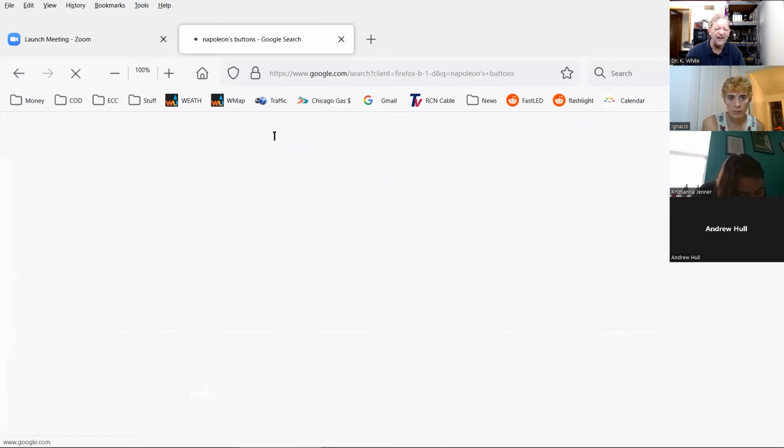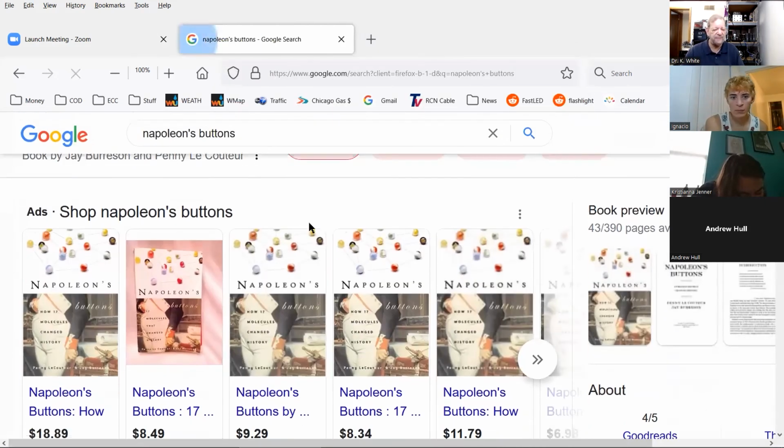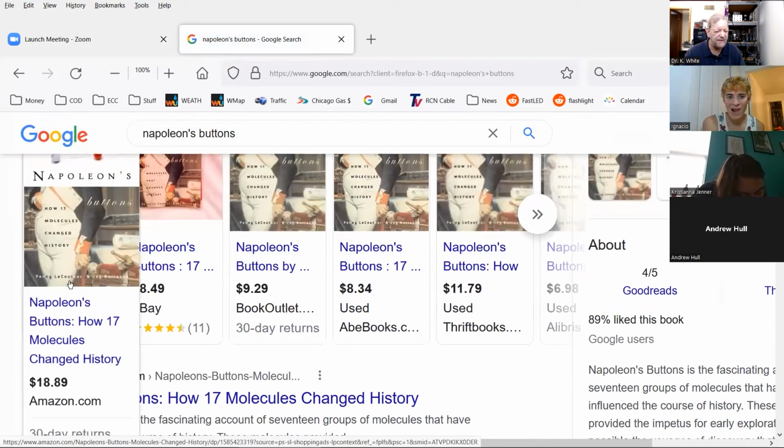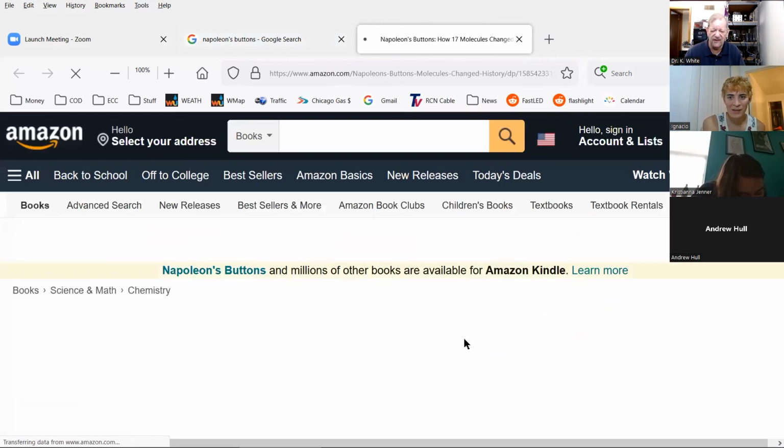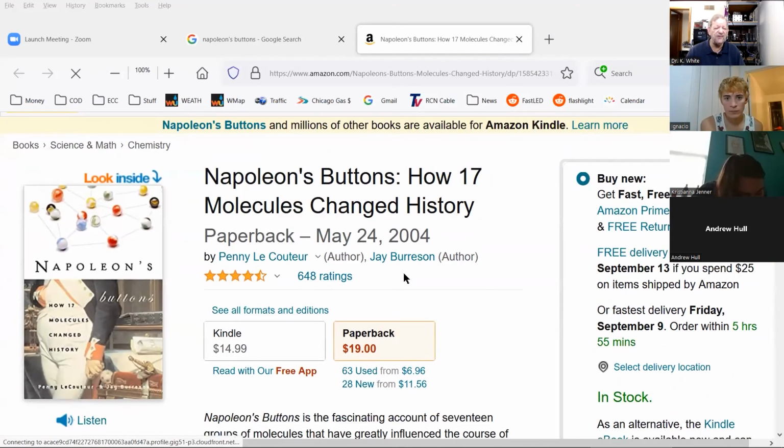Now, one of the things I talk about right now, you can buy it a lot of places. That's not what I wanted to do. All right, everybody see Napoleon's Buttons: 17 Molecules That Changed History.